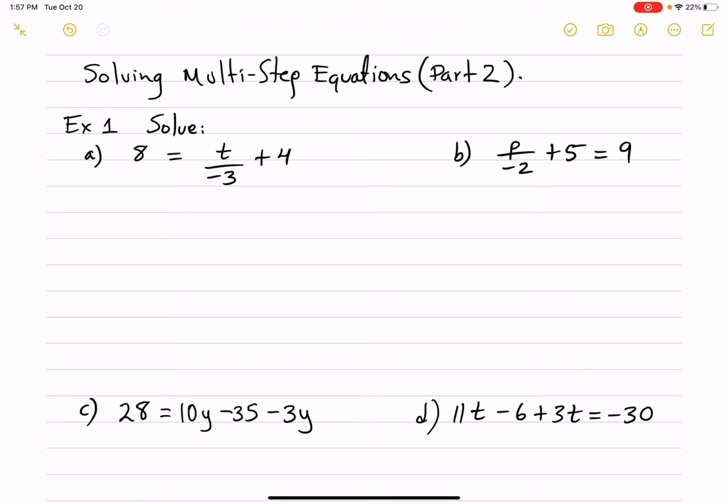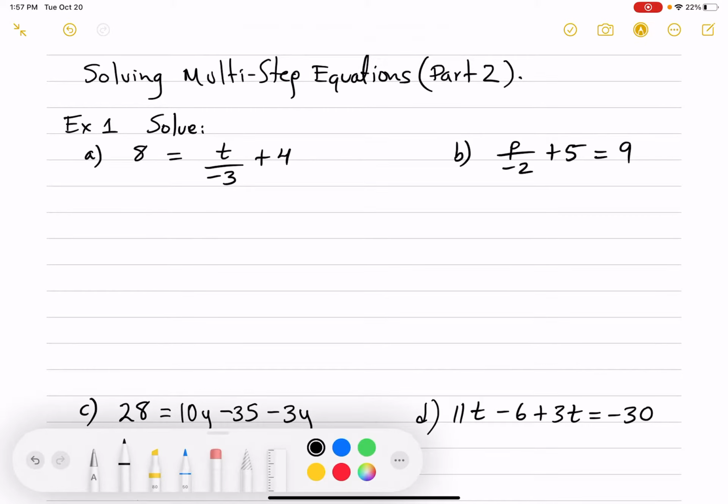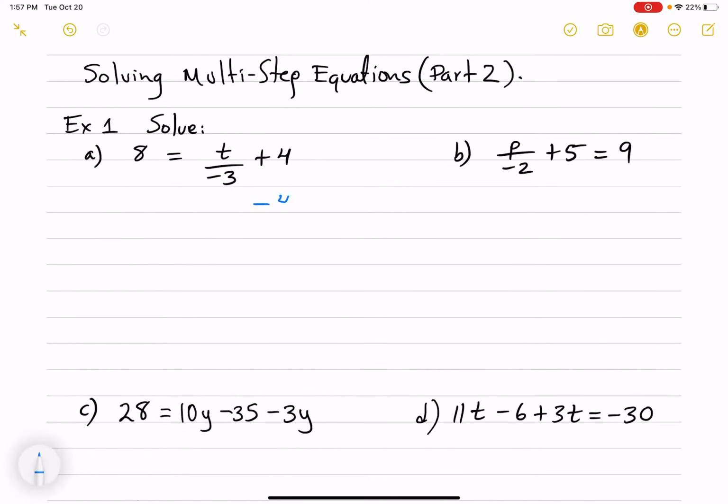To solve the first equation here, equation 1a, there are many ways we could do this, maybe at least 2 ways. The way we're going to do it today is by subtracting 4 from both sides to leave this term, t divided by -3, by itself. And of course 8 minus 4 is 4.